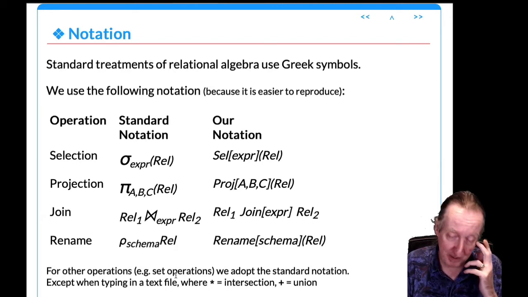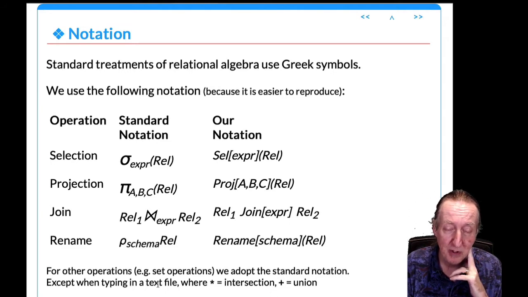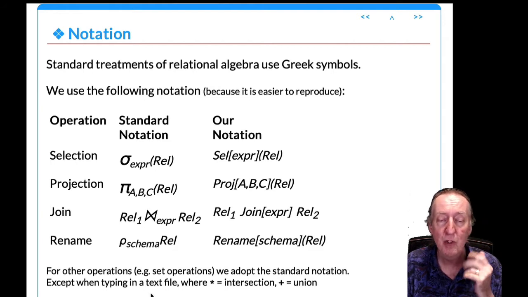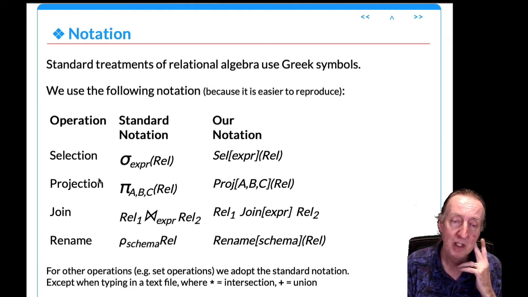If we're talking about other operations, we will use the standard mathematical symbols for intersection, union, and so on, unless we're typing into a text file, in which case we'll use multiply for intersect and plus for union. So these are the kinds of things that I'll be writing in relational algebra expressions going forward. That's what they look like in a text.